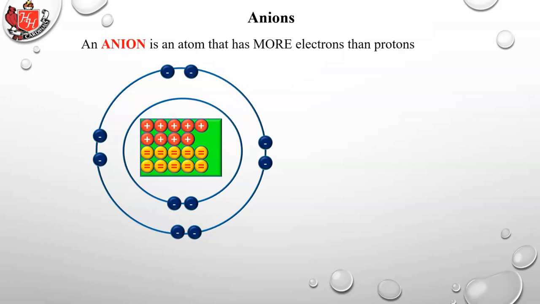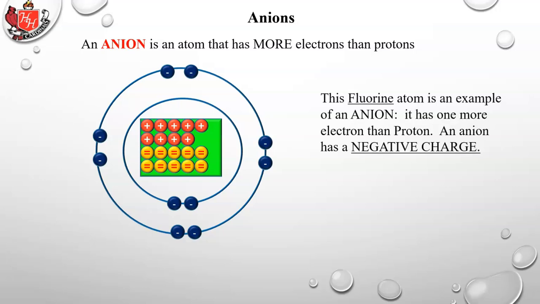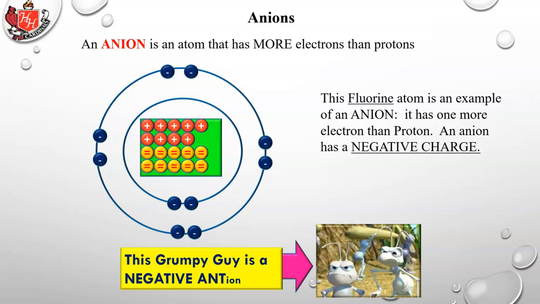An anion is an atom that has more electrons than protons. So if you count the protons, the positive charges in the middle, there are 9. If you count the electrons on the outside, there are 10. That means it has more electrons than protons. That means it is a negatively charged ion called an anion. This fluorine atom is an example of an anion. It has one more electron than proton. An anion has a negative charge. So just remember, this grumpy guy is a negative anion. Okay, so anions are negative.